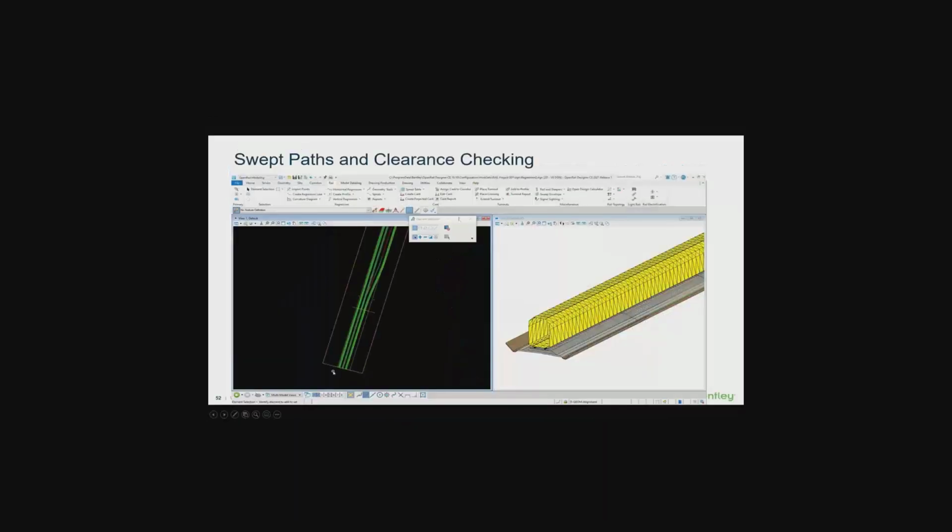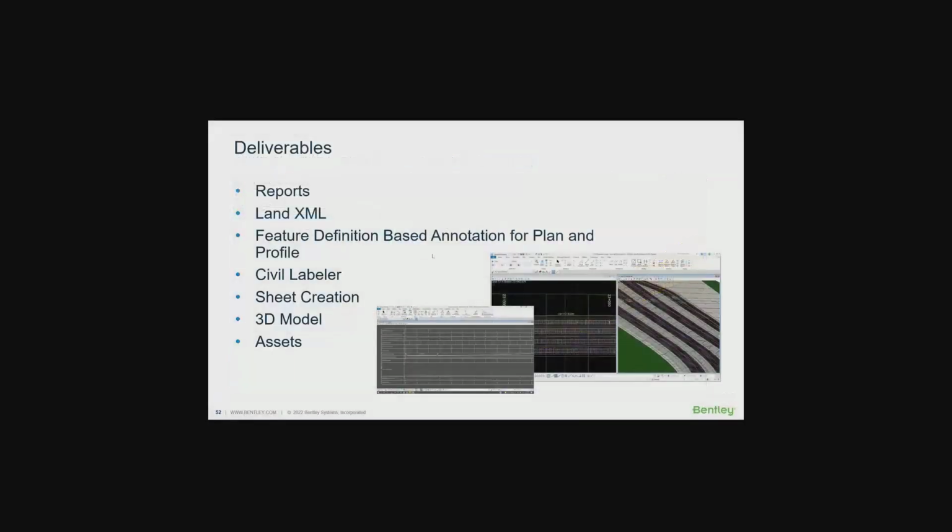Now, apart from that, before I end my presentation, you can also do swept paths and clearance checking, by also using the principle of template creation. Now, with OpenRail Designer, you're able to create different deliverables such as reports. You can output your geometry, even your terrain to LandXML formats in order for you to maybe support other software. Create sheets, plan, profile, and cross section.